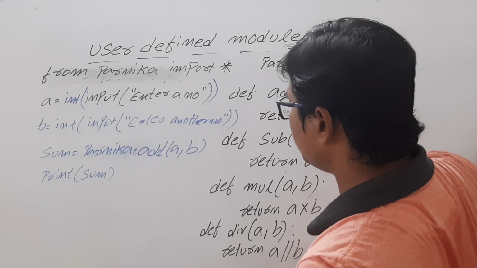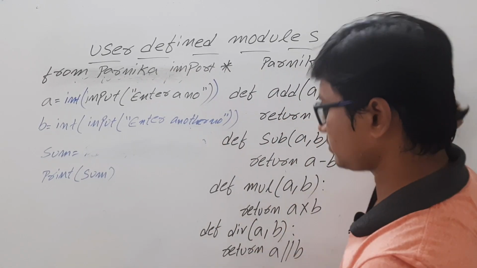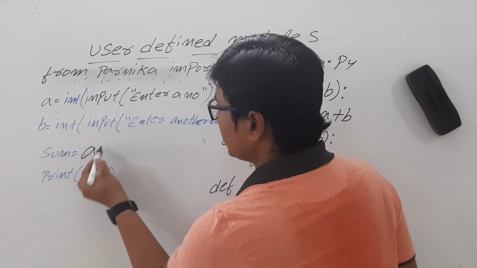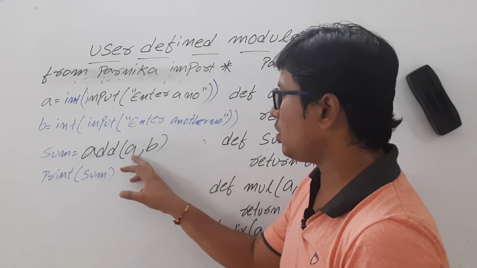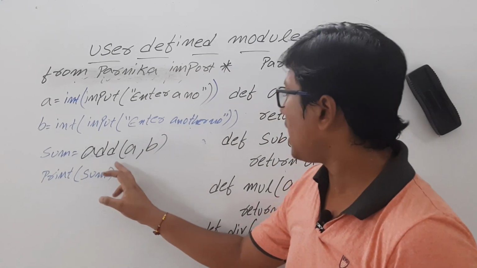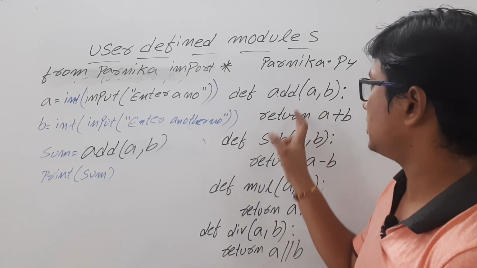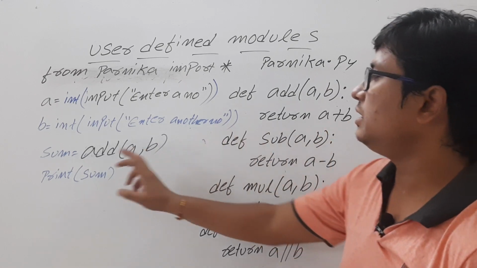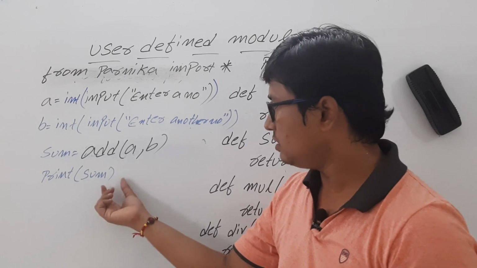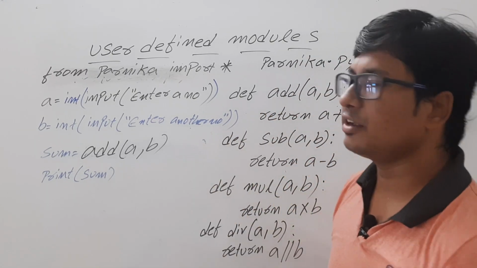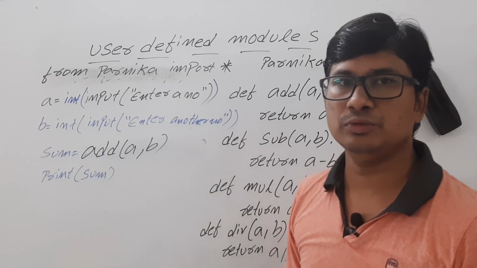In this case, you can modify this program by simply writing add a comma b. Once you call the function add, the control will go here and it will perform all the statements which are there in the function. So a plus b, that value will be stored in the variable called sum, and you are displaying the sum value. I hope it is very clear for you. For better understanding, I will execute this entire program in the Jupyter notebook.